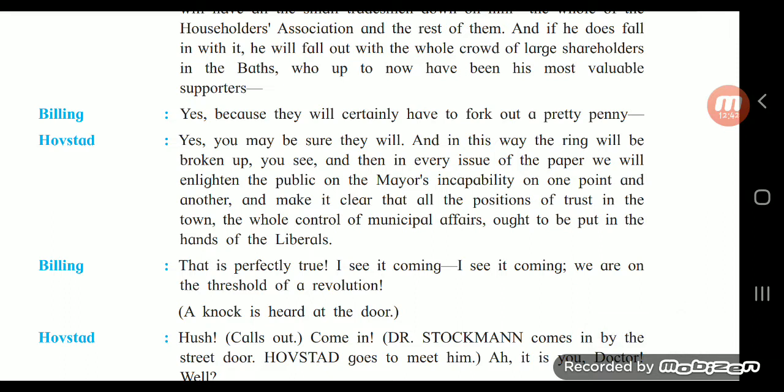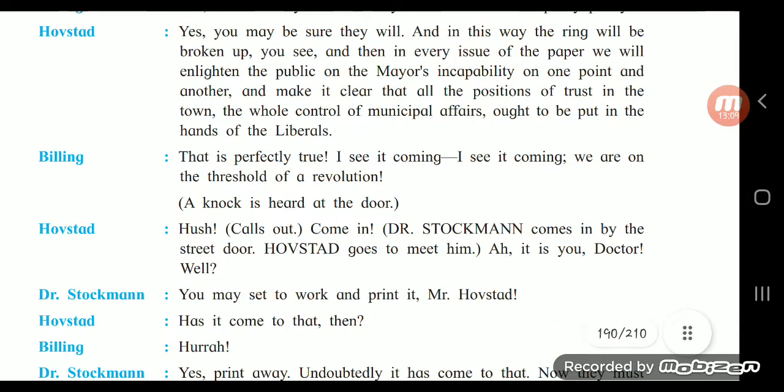Yes, see, in every issue of the paper, we will enlighten the public on the mayor's incapacity on one point and another, right? So they are now very sharp, or they have a very clear idea about what they are going to do. In some way or other, they are going to expose the incapacity of the mayor to handle situations like this. Okay, and now Dr.